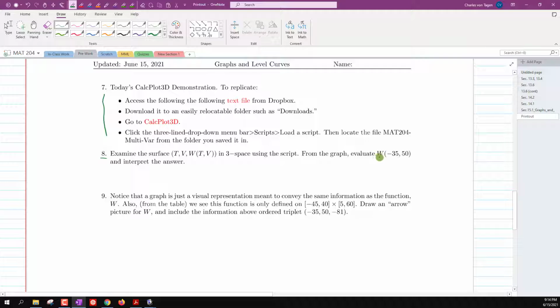And then we also want to, from the graph, determine what w of negative 35, comma 50 should be. So just as a reminder, w of negative 35, comma 50 is asking the question, what is the wind chill when this independent variable is negative 35, that represents the temperature, and the second independent variable represents the wind velocity. So let's take a look at that.